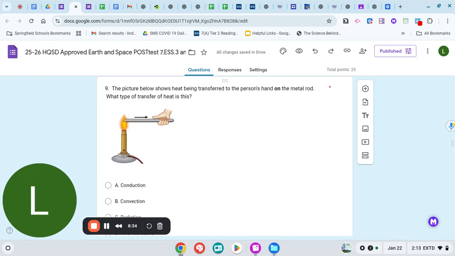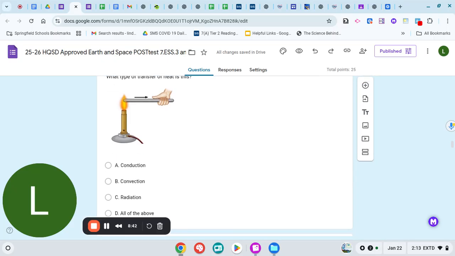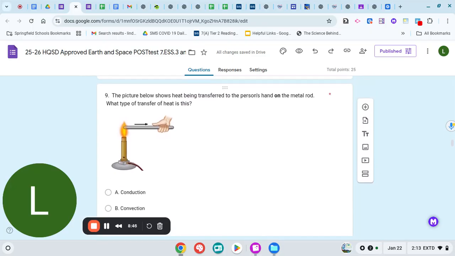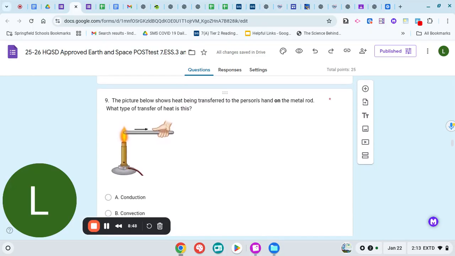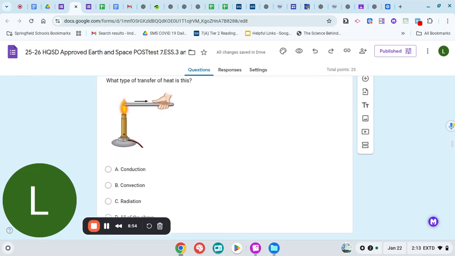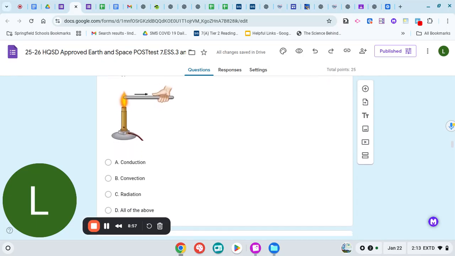Number 9, the picture below shows heat being transferred from the person's hand on the metal rod. What type of heat transfer is this? A, conduction, B, convection, C, radiation, D, all of the above. Again, what type of transfer of heat is this? A, conduction, B, convection, C, radiation, D, all of the above.